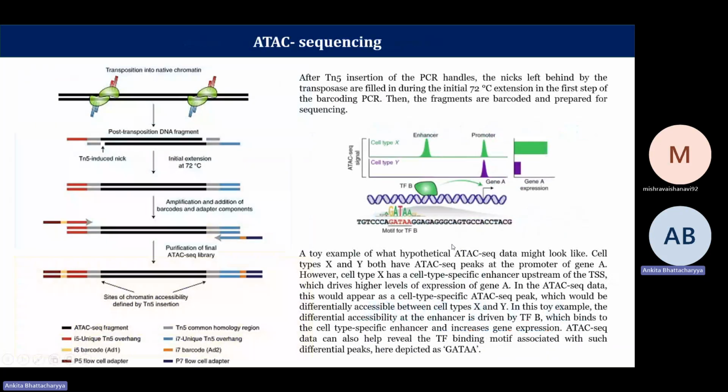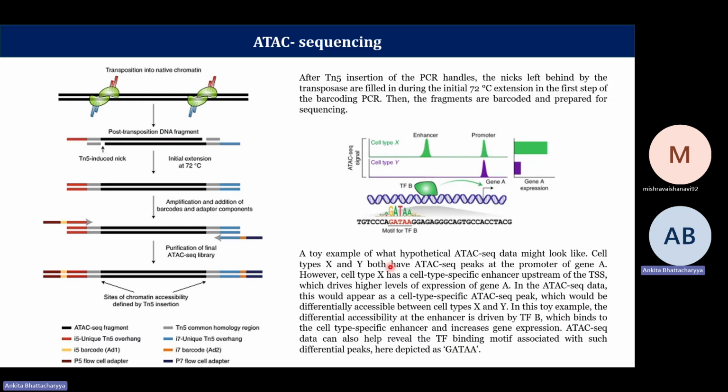Yeah. So this is a representation of what hypothetical ATAC-seq data might look like. For example, if you look at two different cell types, X and Y, they both have ATAC-seq peaks at the promoter of gene A. So this is your gene A, and you can see peaks, shown in purple and green respectively, for types Y and X. And they're both present for gene A.